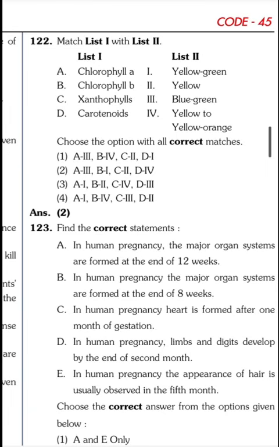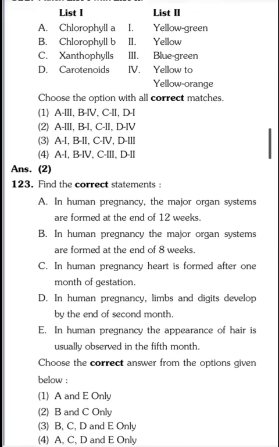We have the next question from photosynthesis in plants. Chlorophyll a is bluish green in color. Chlorophyll b is yellowish green in color. Xanthophylls are yellow. Carotenoids are yellow to yellow-orange. So A3, B1, C2, D4. They are the correct answers.